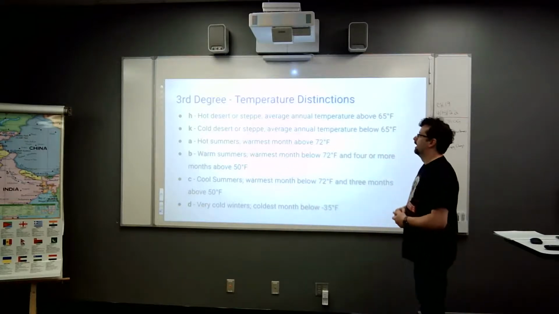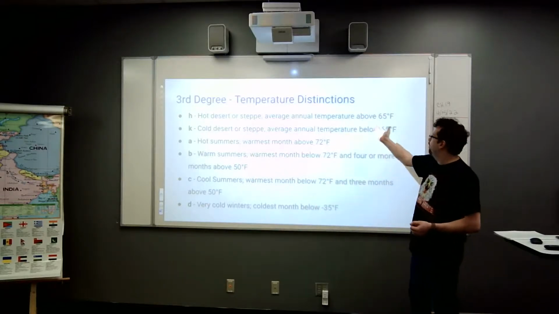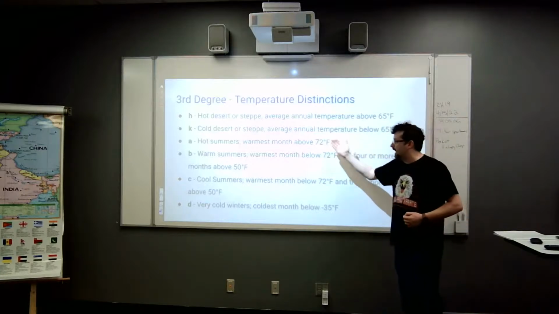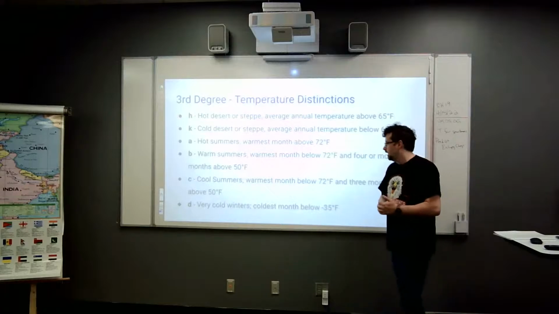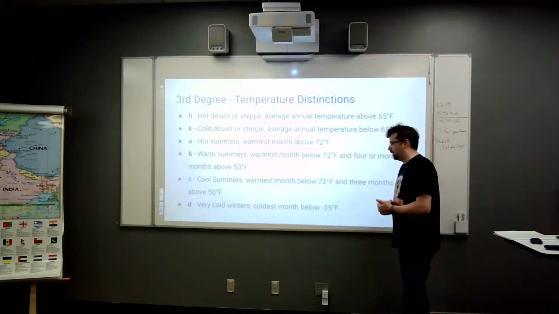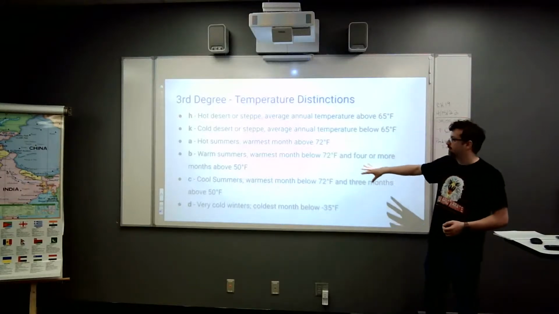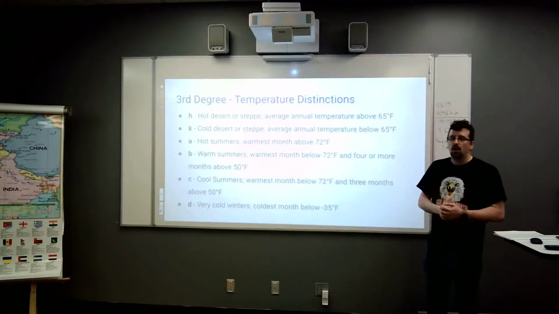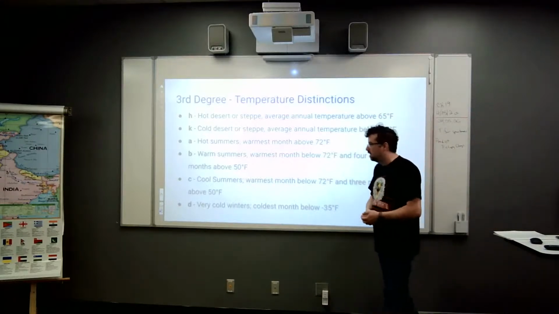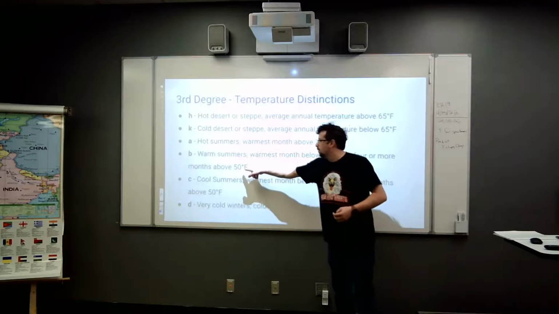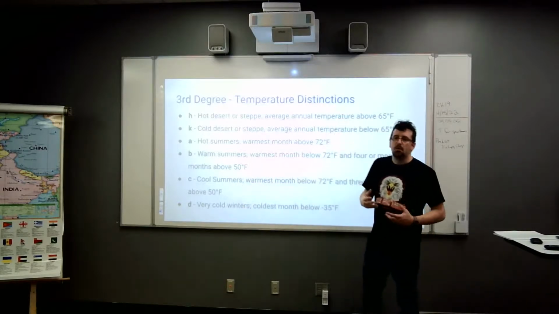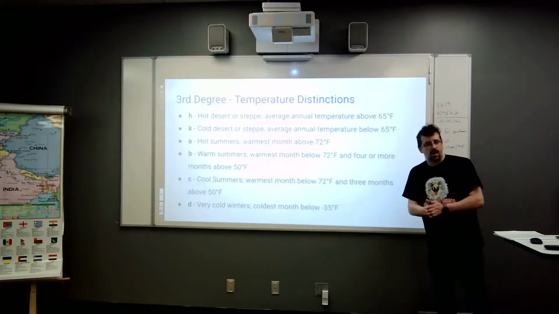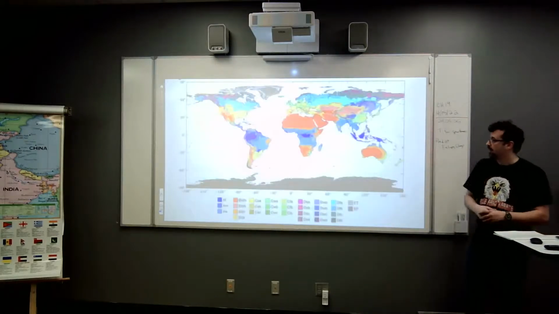So we get to hot desert or steppe, and we start getting into it, every one of these has a conditional classification. So be sure to note the temperatures. And remember, we are working off of averages, but here it is asking you for specific months that occur. All right. And this is a map.